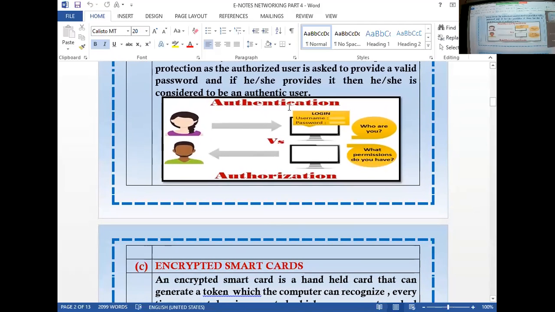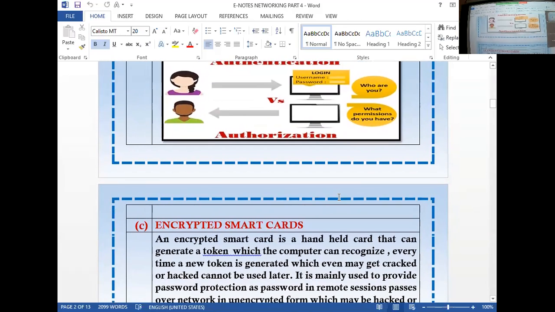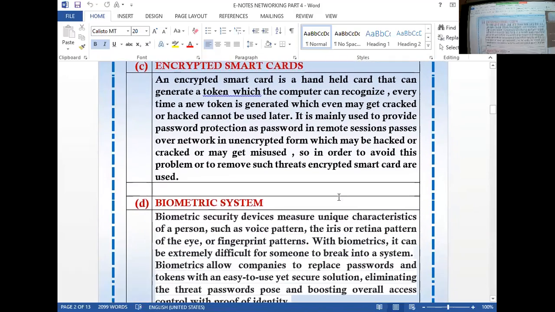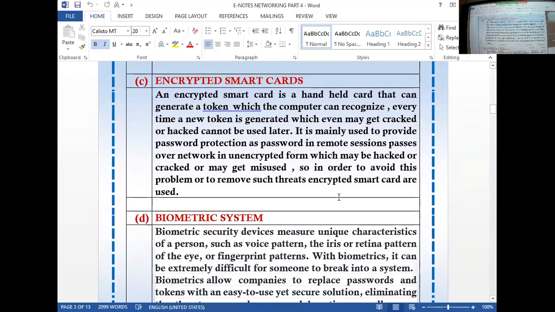So in this figure, you can see authentication and authorization. Again, I revise in a very brief way. Authorization is checked by asking for the legal login ID. Authentication is checked by asking for a valid password. Now, the third technique is the encrypted smart card.